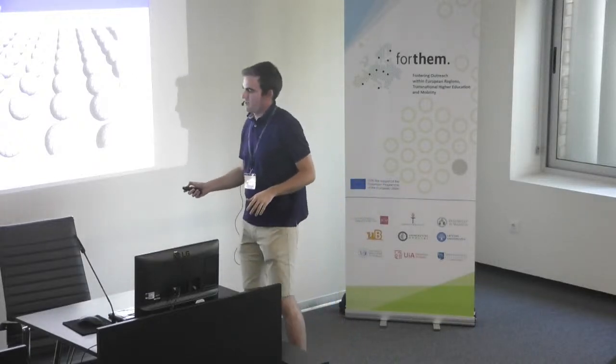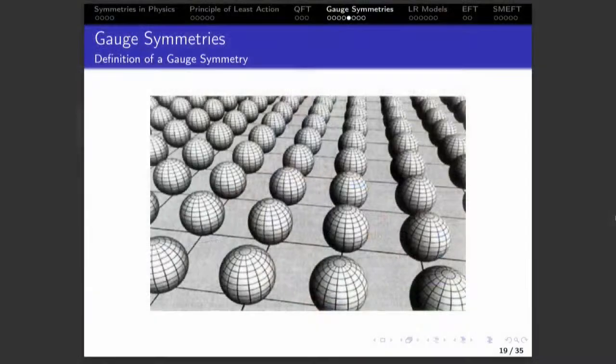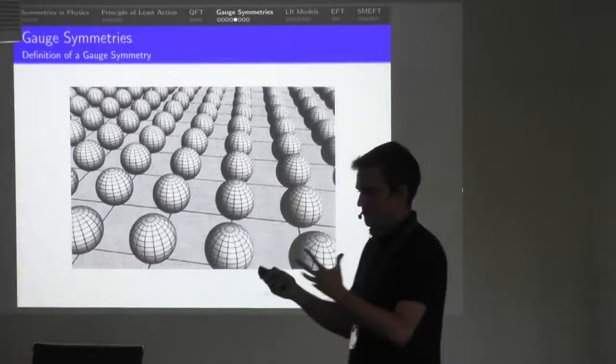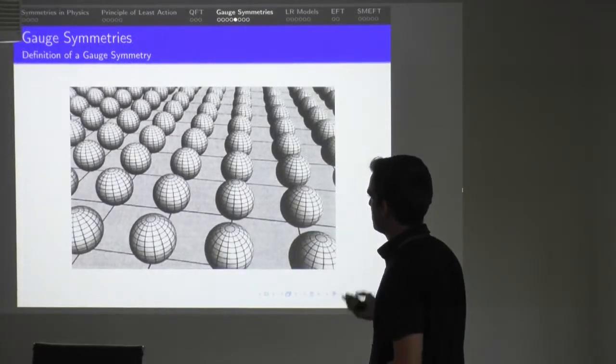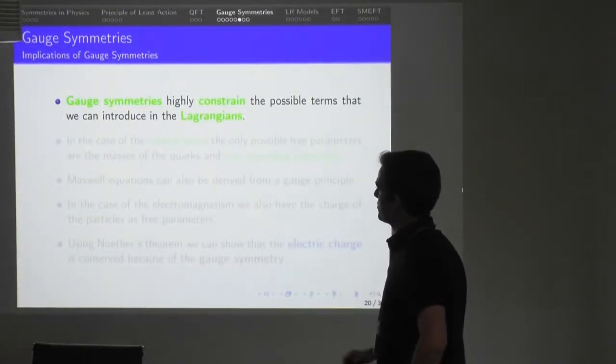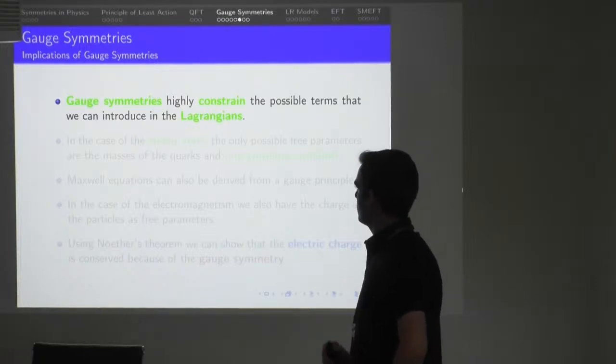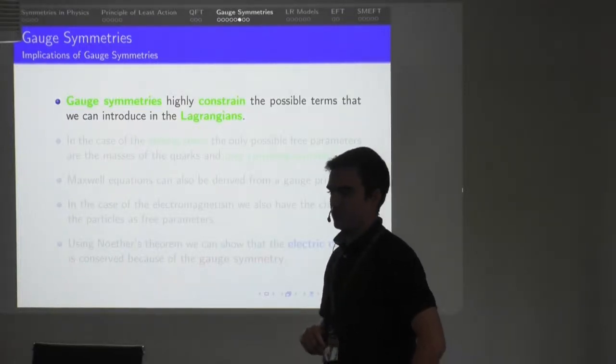I have like a rotation. I told you that color is like a vector, and I can rotate that vector in order to have blue, green, and the rotation can be different for each point of the space, and that's all. This is the mathematical picture of a gauge symmetry. And gauge symmetries highly constrain the possible terms that we can introduce in the Lagrangians.